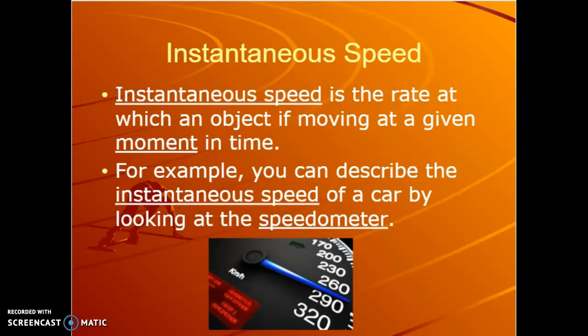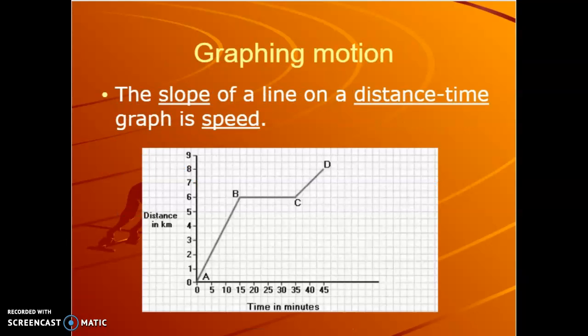Now, as I mentioned on a previous slide, there's something different than average speed. It's called instantaneous speed, and this would be your speed at a particular instant. So if you're driving and you look at the speedometer, the speed that pops up, that's your instantaneous speed. It's the speed in that instant. It's the rate at which an object is moving at a given moment in time. It's different than the average speed, which is the average that you went during the trip.